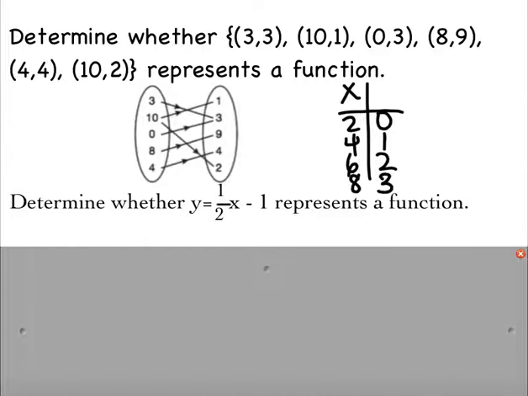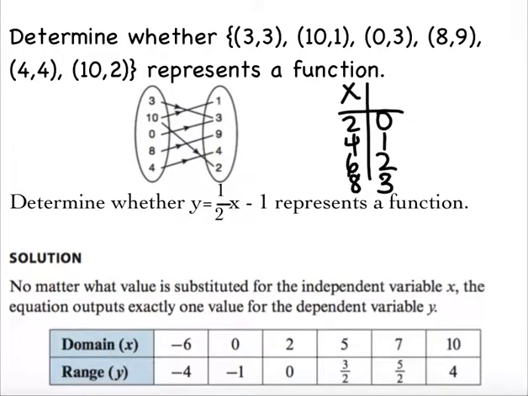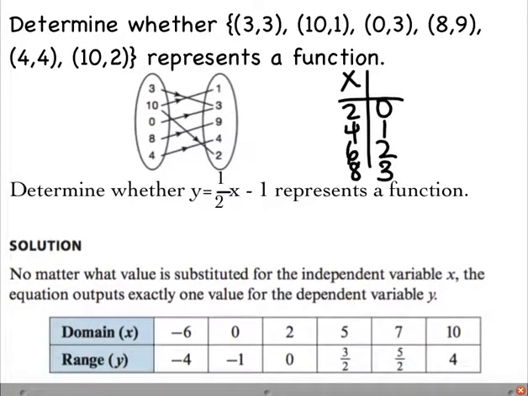Will we ever have an input value that gives me more than one output? And the answer is no. So we say that this represents a function. No matter what value is substituted for the independent x value, the equation outputs exactly one value. So this is a function.